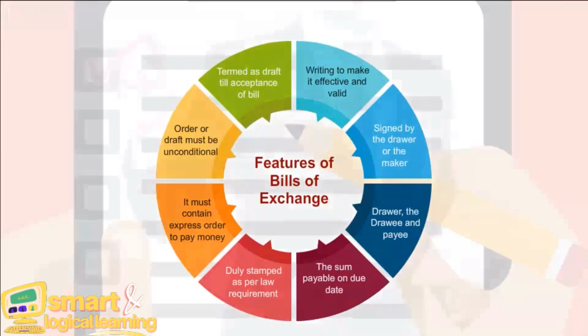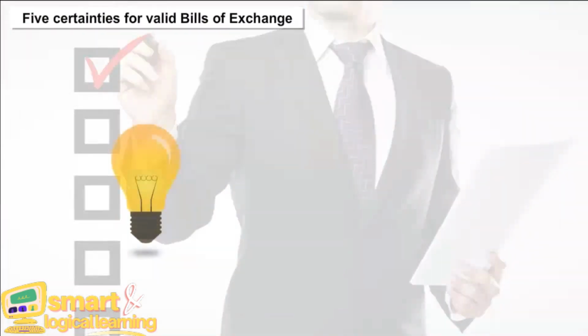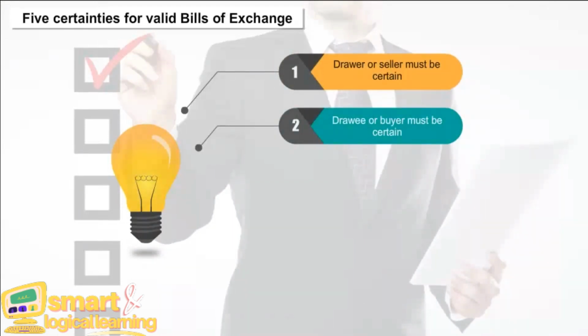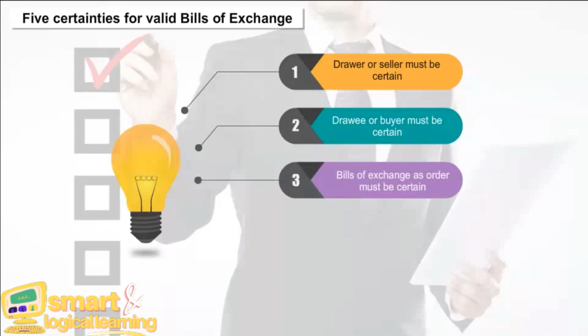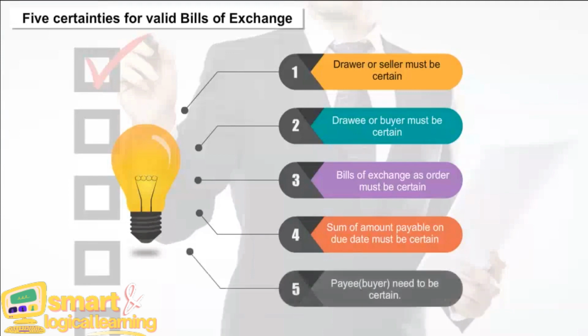Five certainties for a valid bill of exchange. Drawer or seller must be certain. Drawee or buyer must be certain. The bill of exchange as an order must be certain. The sum of amount payable on the due date must be certain. Payee, that is the buyer, needs to be certain.